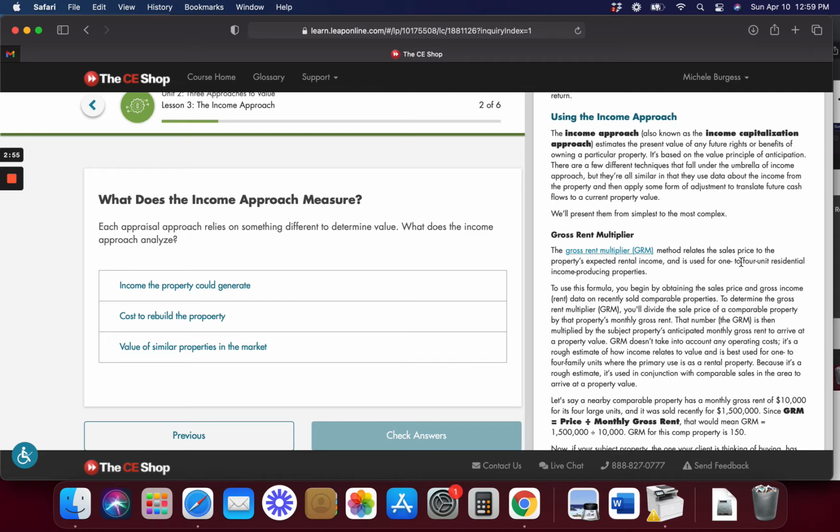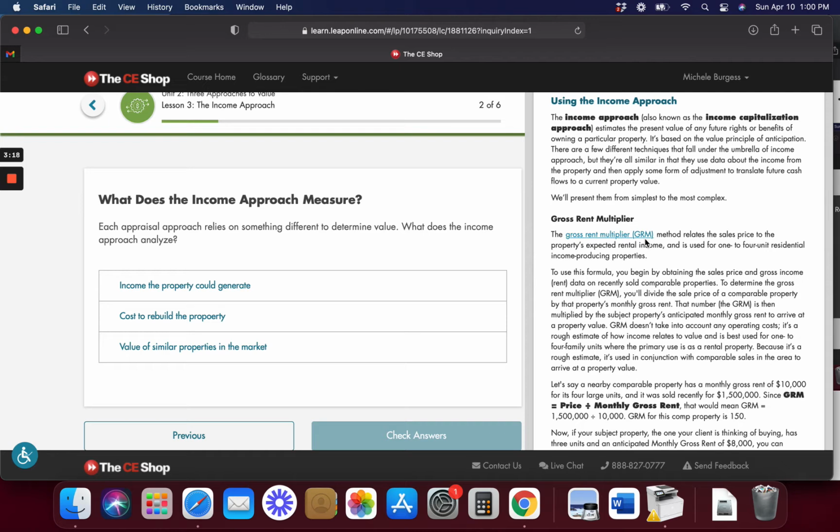There are a few different techniques that fall under the umbrella of the income approach. But they're all similar, and they use data from the income of the property and then apply some adjustment to translate future cash flows to a current property value. All right, we've got our gross rent multiplier, GRM, that relates the sales price to the property's expected rental income. Okay, so this makes sense.